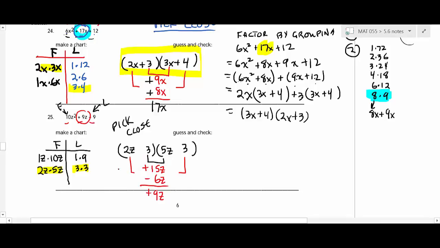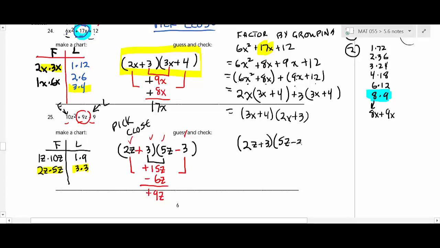Okay, where did the 15 come from? It came from doing 5 times 3, so that has to be plus if you're going to get a plus 15. Where did the 6 come from? That came from 2 times 3. So if you're going to make 2 times 3 negative 6, that means you have a minus there. So the final answer of the problem would then be (2z + 3)(5z - 3).